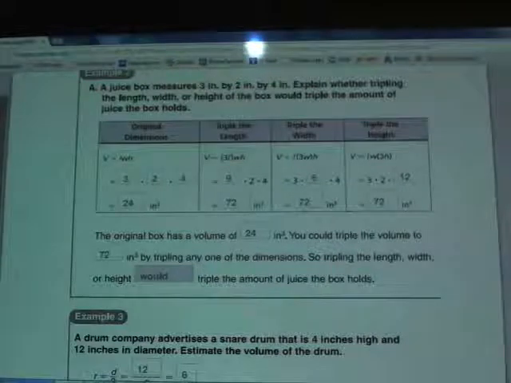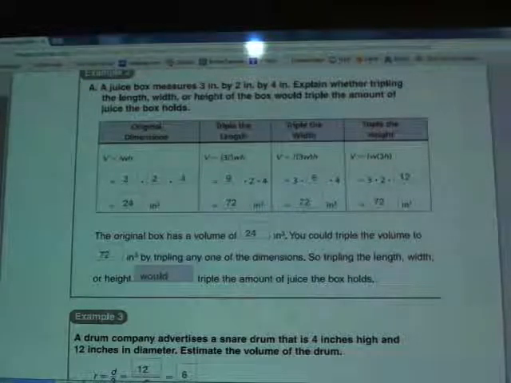All right, so what you see on the left box there is me finding the volume of just the regular juice box, the 3 by 2 by 4 juice box. And as you can see, when we do that, we get 24. Okay, so that means we're looking for an answer of 72 now, because 72 means the amount of juice in the juice box is triple. If we get something else, then it's not triple.